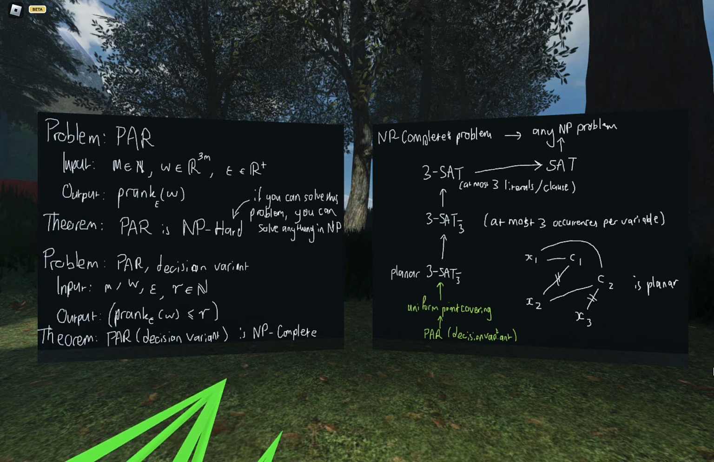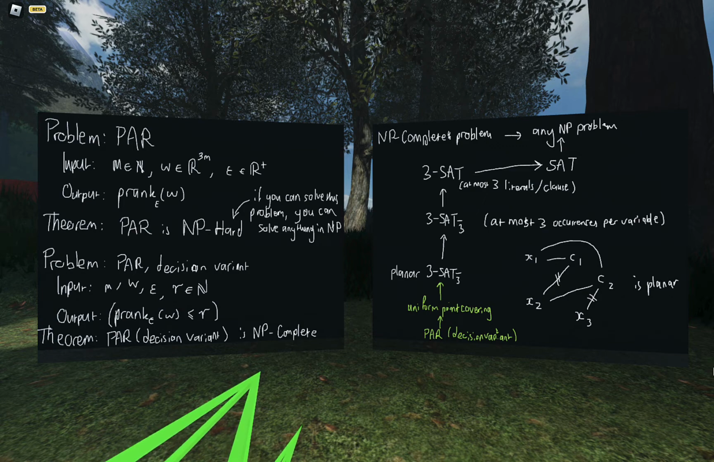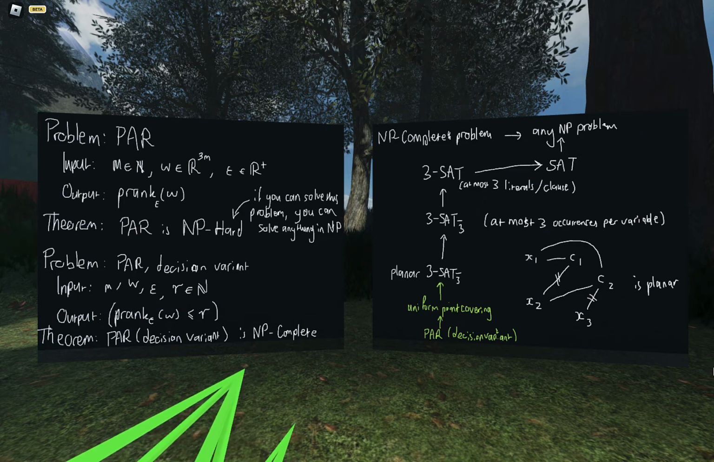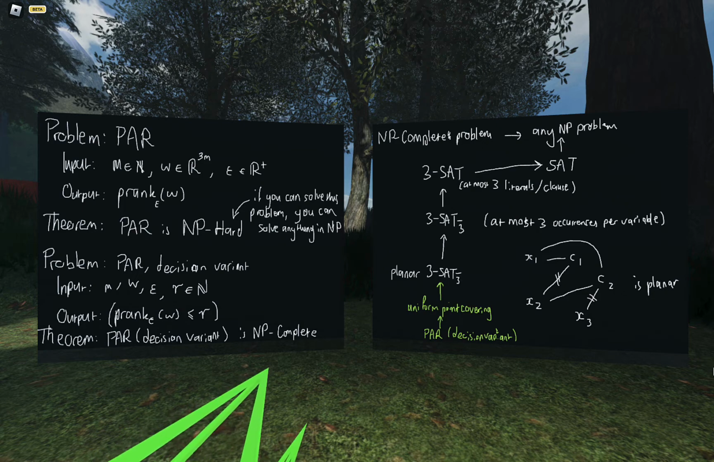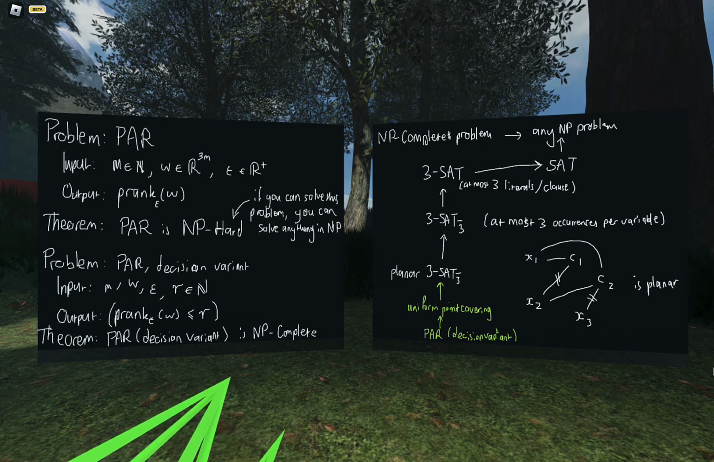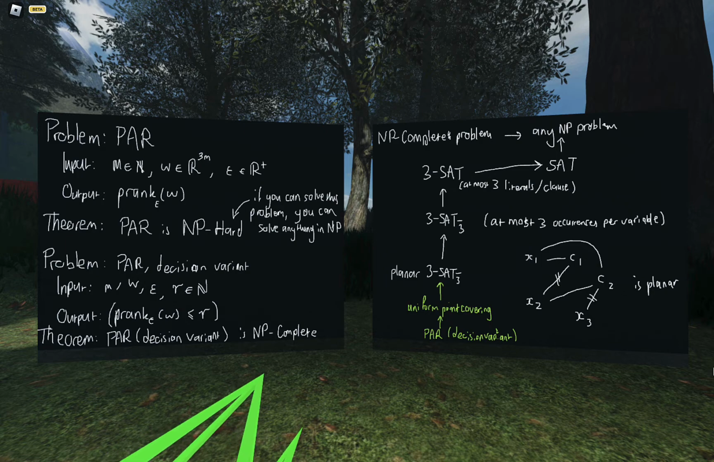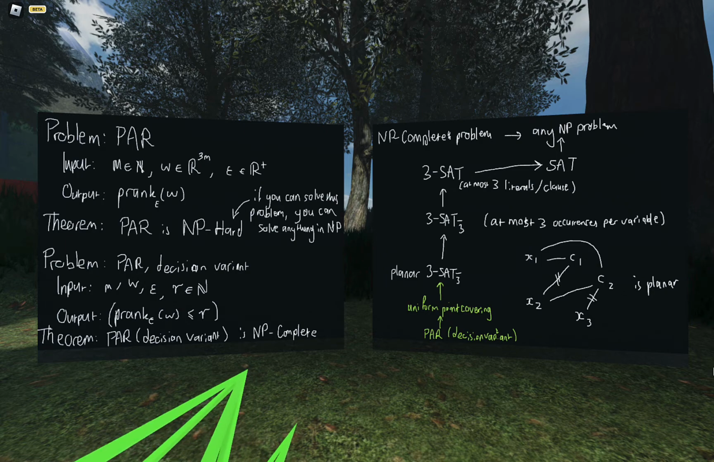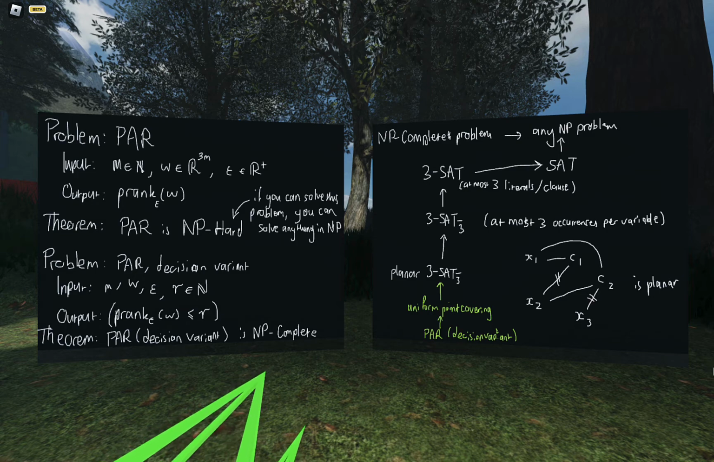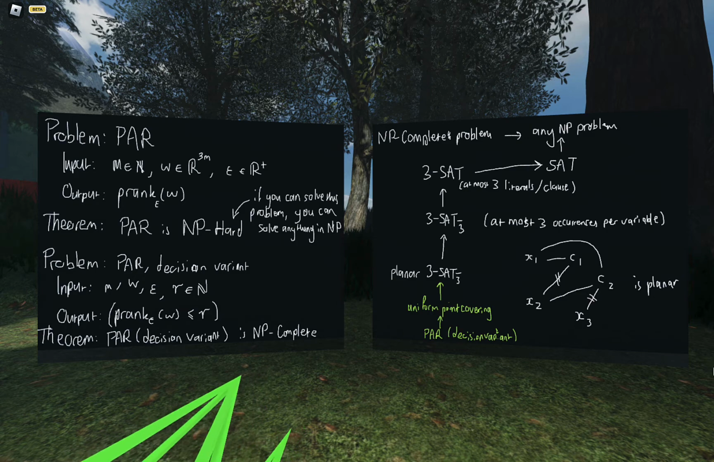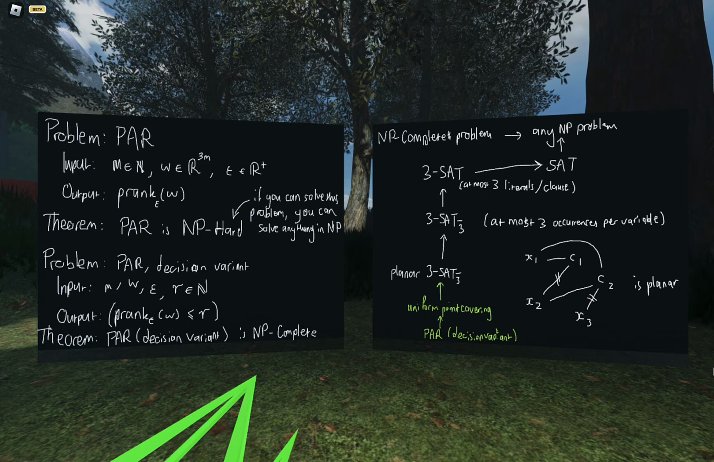And in this case, you just guess the reduced parameter, the W prime. You compute its rank. You check that it's lower than R, and that turns out to be an algorithm on a non-deterministic Turing machine that will decide the parametric approximate rank question. But yeah, the interesting part is the other direction, very much.